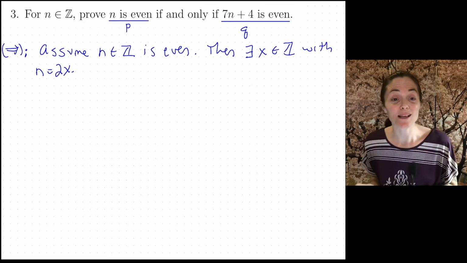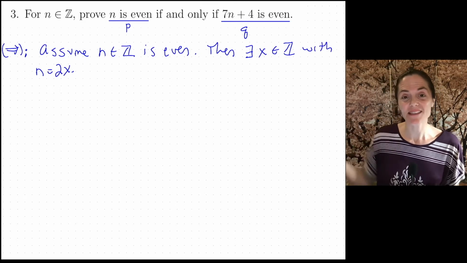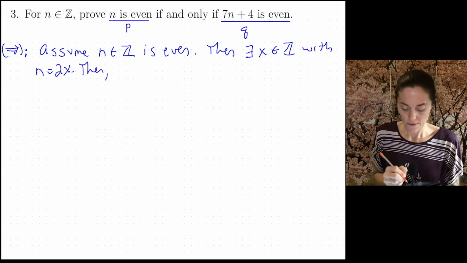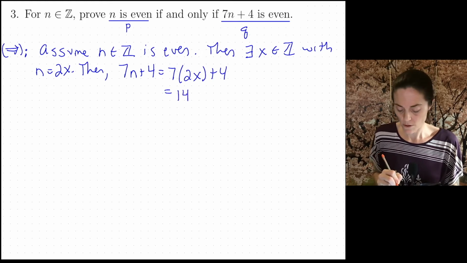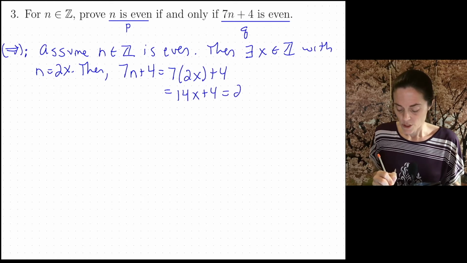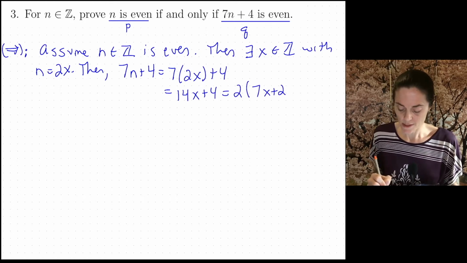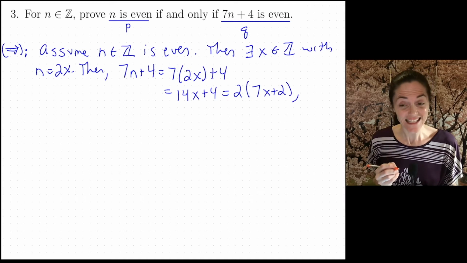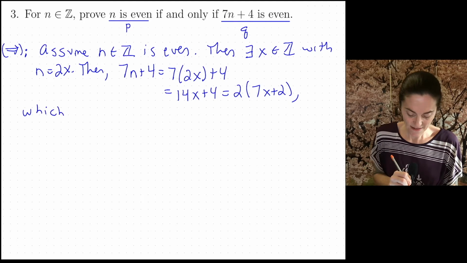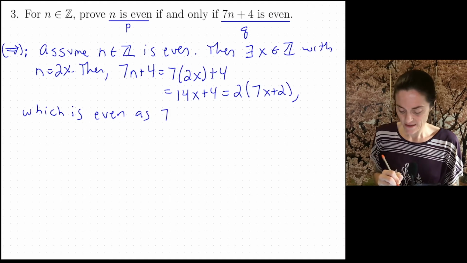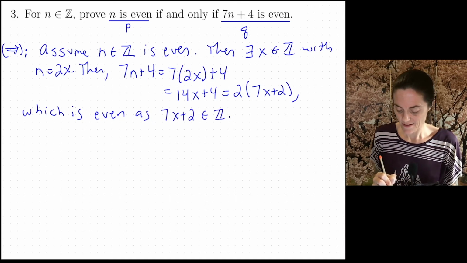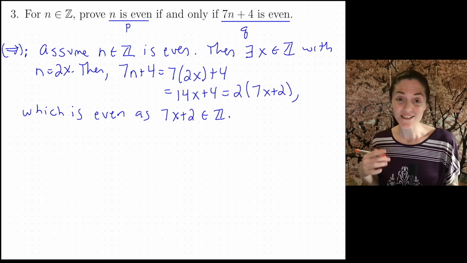Now I want 7n plus 4 even, which means 2 times some integer. 7n plus 4 is 7(2x) plus 4, and this is 14x plus 4, which is 2 times (7x plus 2). You see, this is even, as 7x plus 2 is an integer. This completes the forward direction.